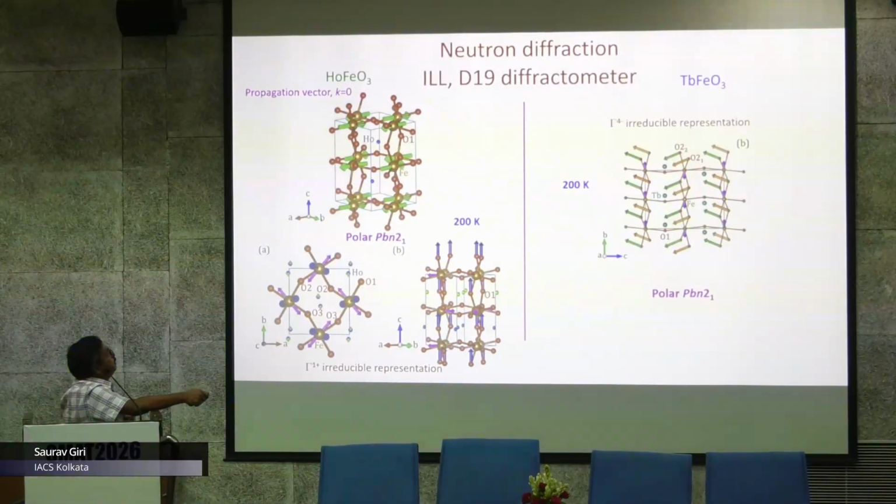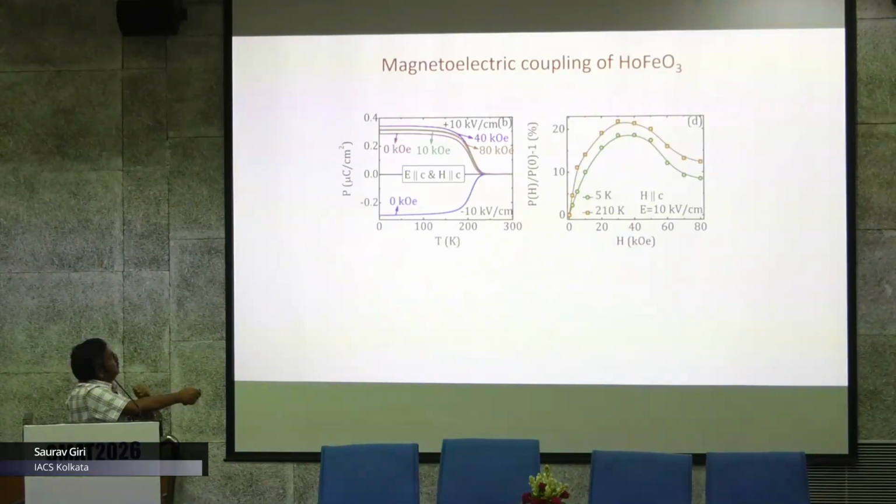Similarly, these are the displacements calculated from the refinement of the neutron diffraction at 200 Kelvin. Here, in this case oxygen 1, and in this case oxygen 2, shows a non-zero displacement along the C axis. This is not a 3-dimensional picture, but if you calculate along A and B, this will cancel out, and only the non-zero value will be along the C direction, and that can explain the ferroelectric order along the C direction. So we also calculated magnetoelectric coupling.